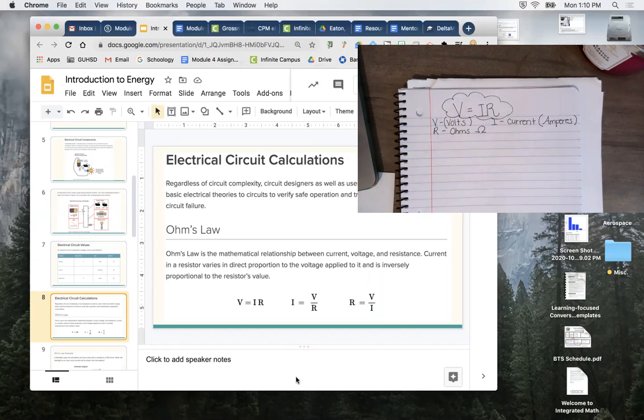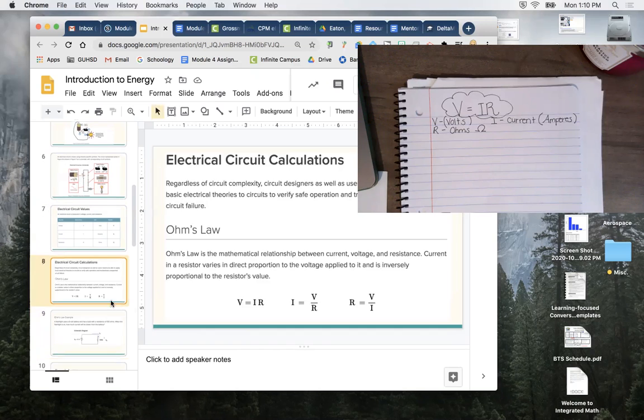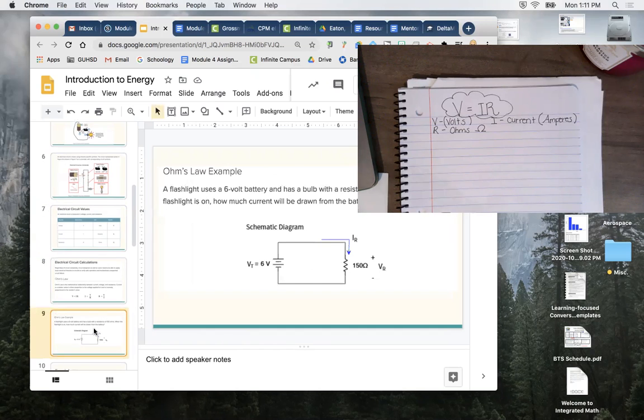These extra equations that they give here are literally just dividing by R to solve for our current, or dividing by I, our current, in order to solve for our resistance. But this right here is the one equation that I'll use. I'm going to do one example with it. I'm actually going to do three examples today, one for each different thing that you have.